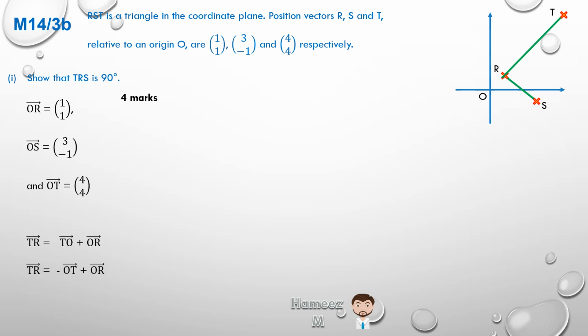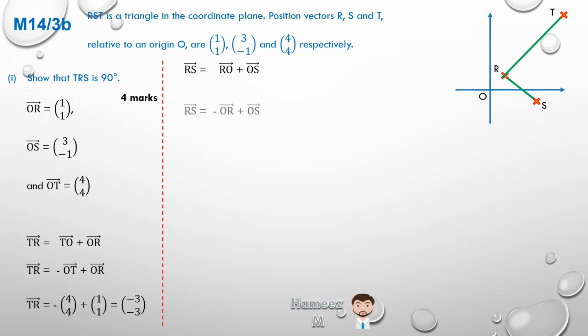And we can simply substitute. So that's going to give us minus (4, 4) plus (1, 1), which works out to be minus 4 plus 1 is minus 3. And minus 4 plus 1 is minus 3. So TR is (minus 3, minus 3). Let's do the same thing for RS. So RS is equal to RO plus OS. And we have OR, so we can rewrite it. RS is equal to minus OR plus OS. And simply substitute minus (1, 1) plus (3, minus 1). Minus 1 plus 3 is 2. And minus 1 plus minus 1 is minus 2.